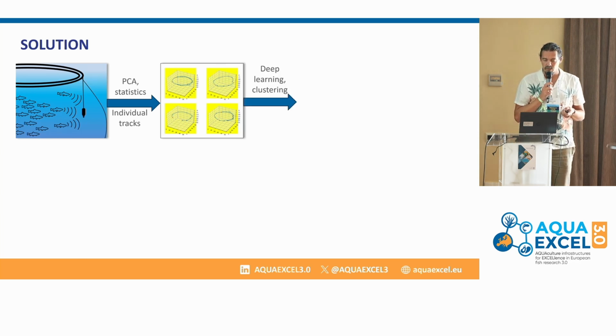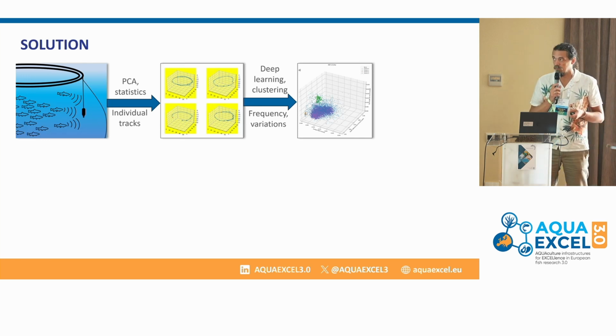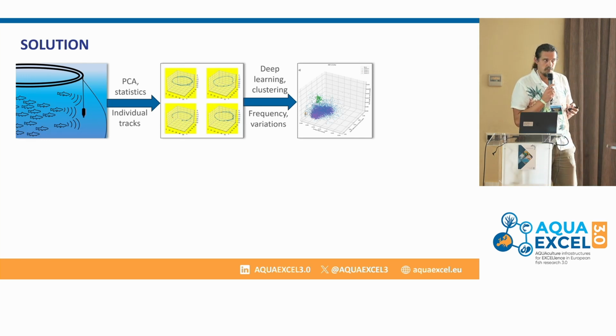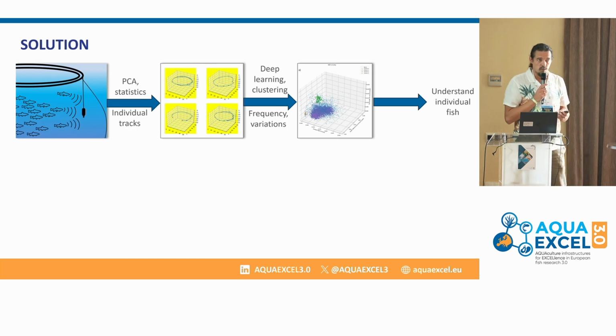The next step was then to use deep learning and clustering to find out how often the fish display these patterns. And this gave us the frequency, how often the fish do them. And this tells us more about the individual behavior of the fish than analyzing the time series as one big chunk of data.